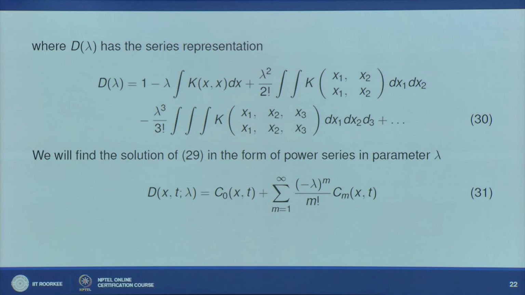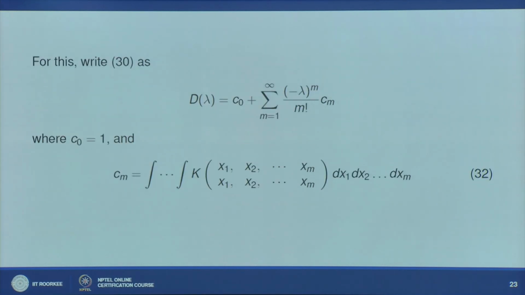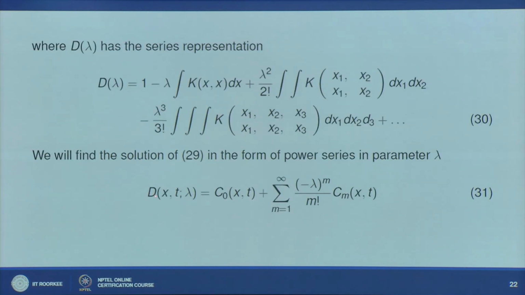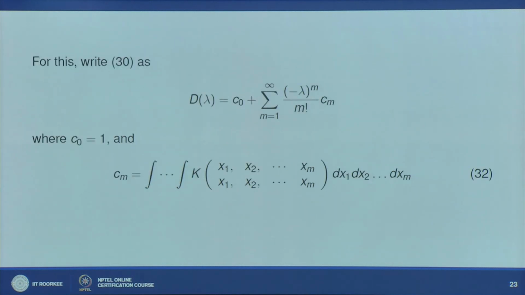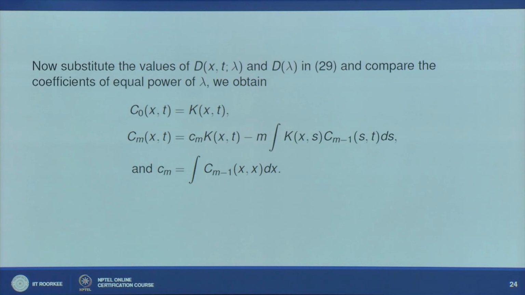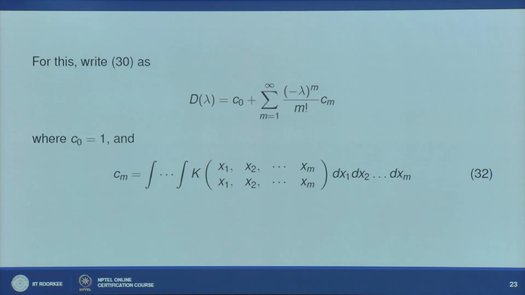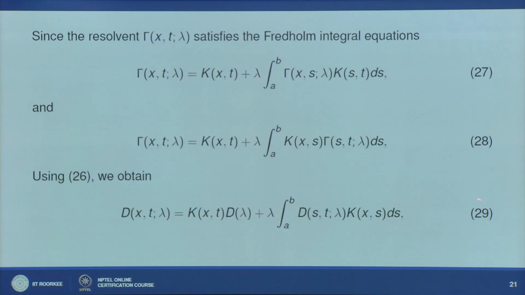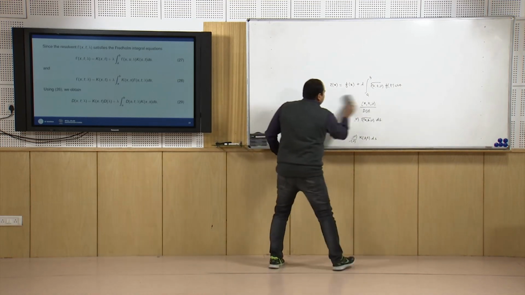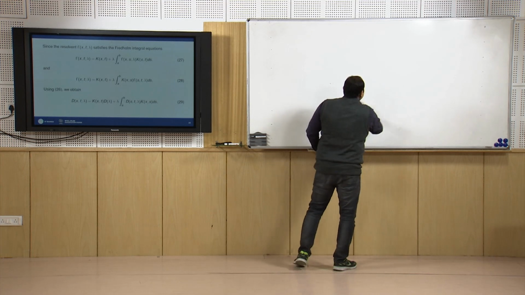So here we are just writing D(λ) as this power series, and now with the value given for D(λ) and the assumption that D(x,t;λ) will be of this kind, we try to find the relation which this C_m(x,t) satisfies. To do this, we write down the expressions for D(λ) and D(x,t;λ) in equation number 29. Let me write it here. I am just giving you a hint; you can do it on your own.